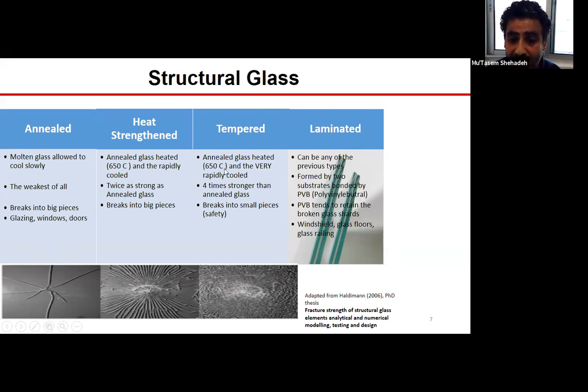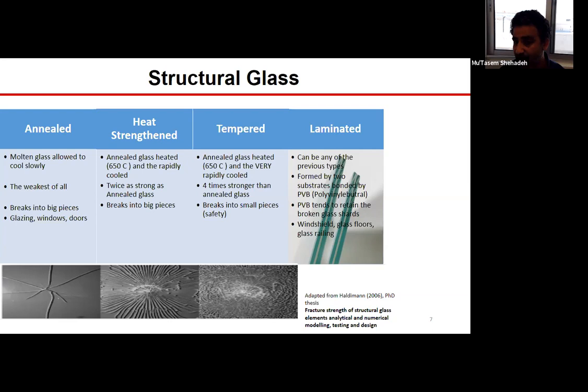Now, there's another process that's called tempering. In this case, the annealed sample will be heated to around 650 degrees, but then will be very rapidly cooled at a rate that is higher than the rate that's used in the heat strengthening. In this case, the strength of such glass will be about 4 to 5 times the strength of the annealed samples. And when it breaks, it breaks into very small pieces that will not cause harm. That's why this type of glass is called safety glass. It is used, for example, in slide doors.